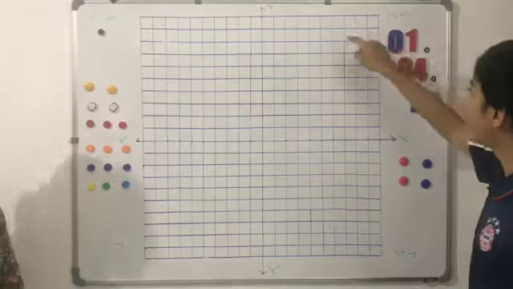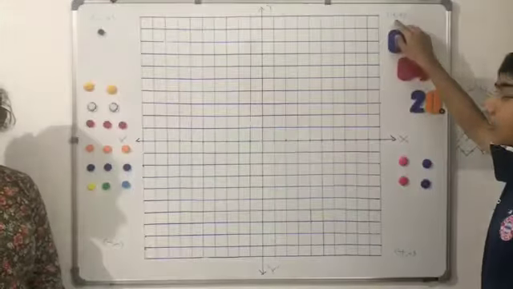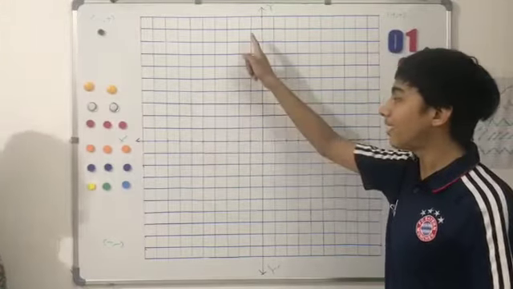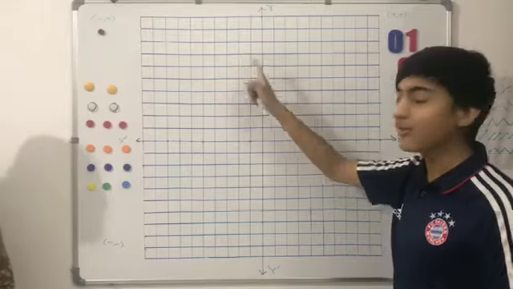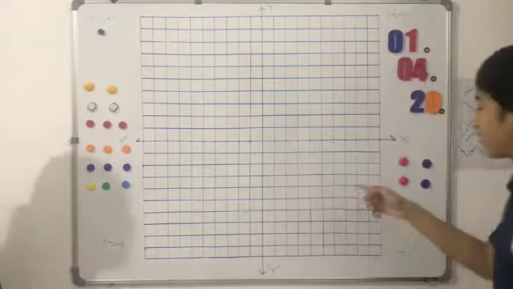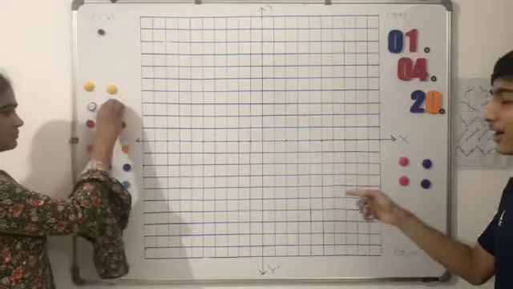This is the first quadrant, where both x and y are positive. This is the second quadrant, where x is negative and y is positive. And this is the third quadrant, where x is negative and y is negative. And this is the fourth quadrant, where x is positive and y is negative.